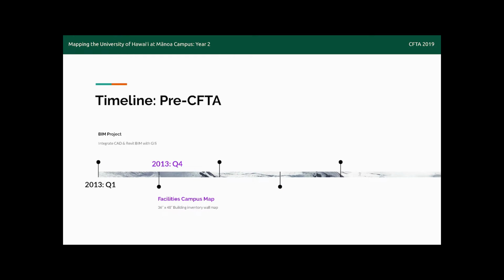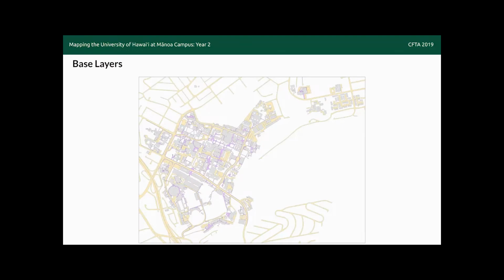So that's what we were doing before. And then we got an order to create a facilities campus map, a 36 by 48 wall map. So that's what we did. We just took their data, so the roads, sidewalks, and buildings, which took a while.